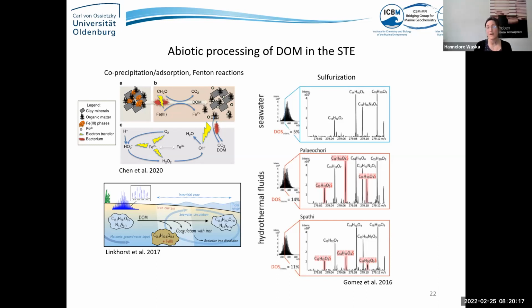And that is something that we've seen on a mechanistic level, so we could reproduce it in the lab, but we've also already seen it in sulfidic pore water systems. So it's out there definitely, and we still don't know exactly how this will affect the stability and the bioavailability of organic matter.